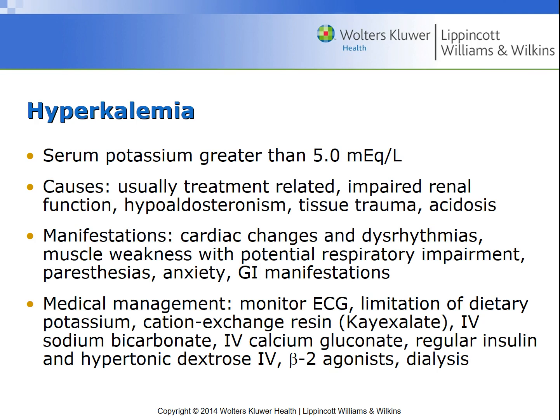You can also give IV sodium bicarbonate, which can also help with the kidneys and buffer that out and pull the potassium out. IV calcium gluconate, which does the same thing. Regular insulin, so the more insulin you give, the more potassium is pushed back into the cell, so it causes the potassium level to go down. You can also do hypertonic dextrose IV, and you can do a beta-2 agonist. And you also do dialysis. Dialysis will basically pull out everything that it needs, flush it, and push it back in.